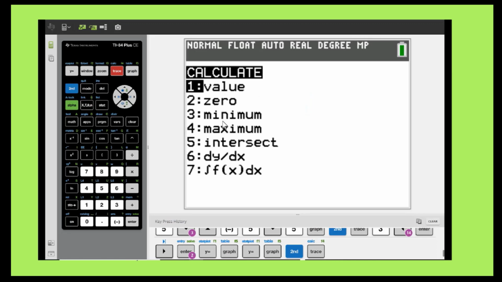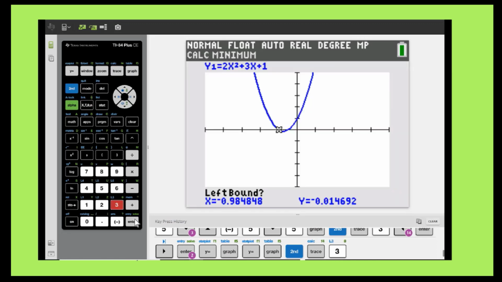And I want to calculate the minimum because our parabola is opening up. So I'm going to hit 3. All right. So what I need to do now is go a little to the left of where I think the center is, somewhere right here. So I'm going to go a little to what I think is the left, and I'm going to hit enter. Then I'm going to go a little to where I think the right of the vertex is, and it's so hard to do that on this because it's so close. All right, but we're going to do that. Then I'm going to hit enter, and we're going to see what our vertex is.